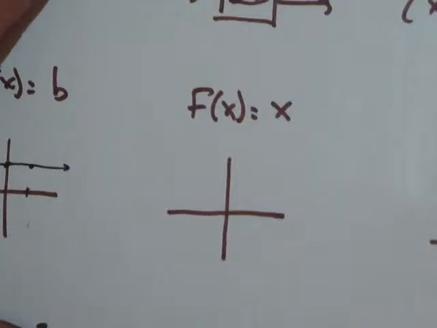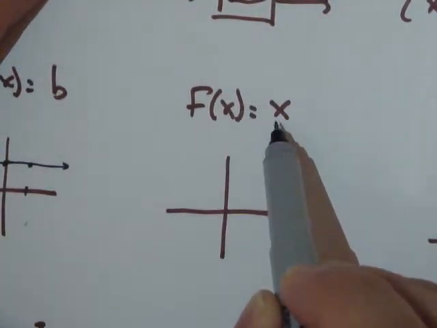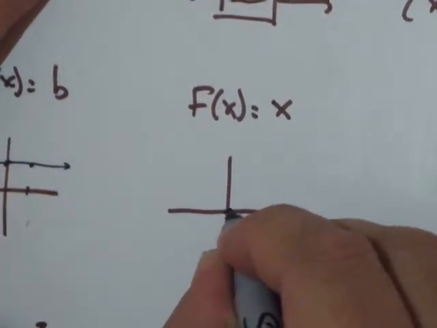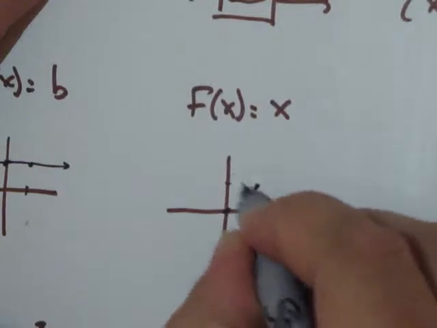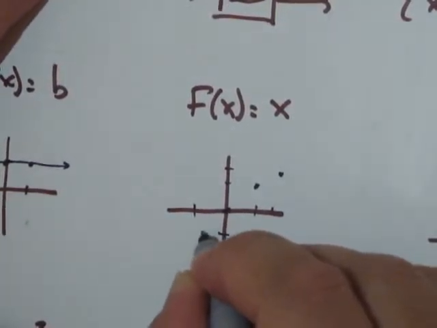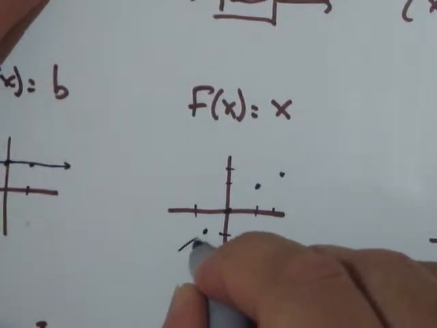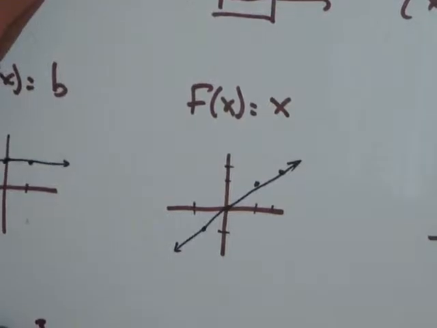The identity function here would be whatever number goes in, the same number comes out. So we'll have the point (0, 0). We'll have the point (2, 2). We'll have the point (3, 3). We'll have the point (-2, -2) down here. So we end up with this diagonal line going right through the middle, right through the origin.